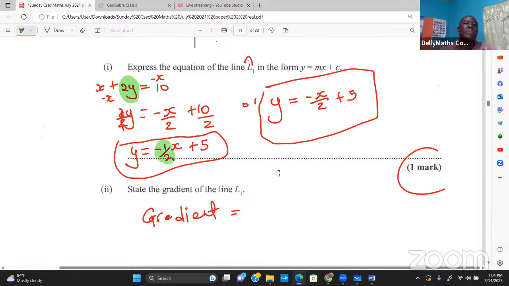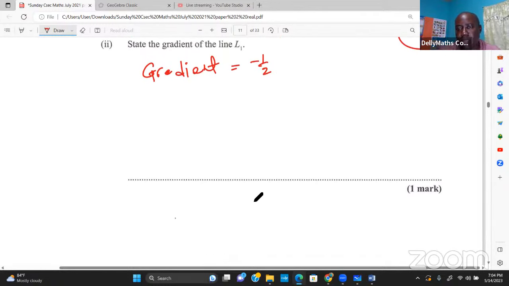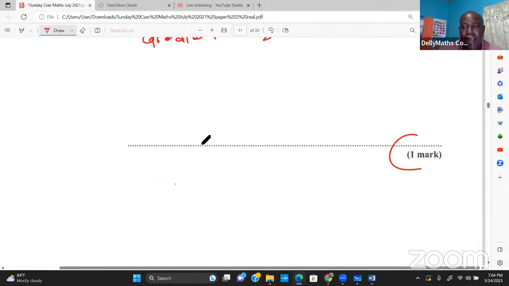So a lot of times I hear people say, oh, the gradient is negative half x. No, it's just negative a half, right? The gradient is just the number that comes in front of the variable x. This is another 1 mark question, as you could see. Every mark counts though. All right, let's continue working.